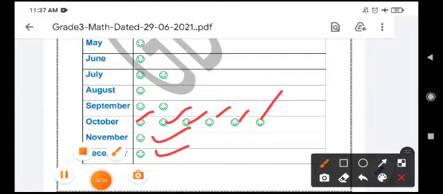So dear students, this work you are going to do in your notebook very neatly. This is a worksheet that we have prepared for you in terms of data handling, and you will understand it and then you are going to write it in your notebook neatly.